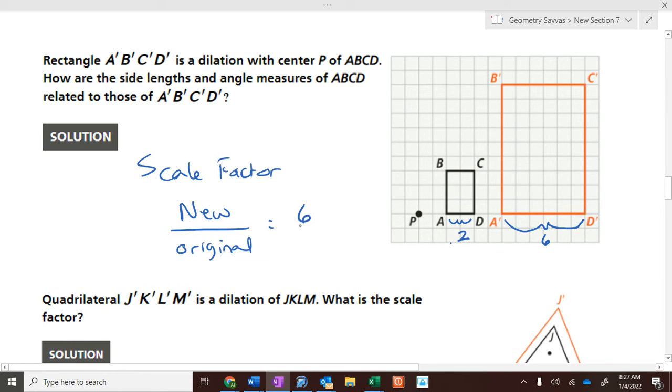The new was 6. The original was 2. So what's our scale factor? 3. Everything's 3 times larger. So if this side is 3, what should this side be? What's 3 times 3? 9. So if this side is 3, this side is 9, and so on. Everything is 3 times as far away from A or from P. So A was 2 away, so A prime is 6 away. D was 4 away, D prime is 12 away, and so on. Okay?